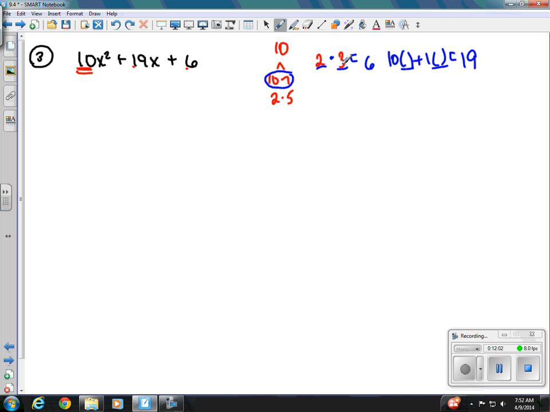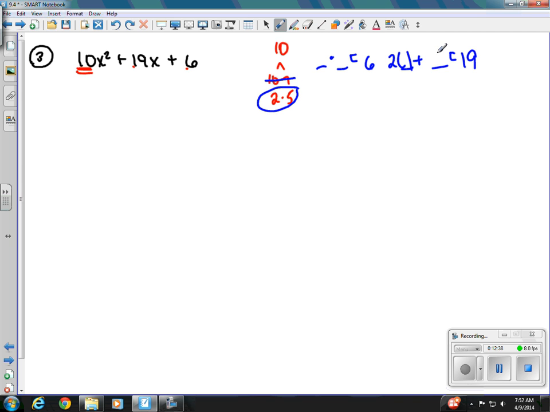Try 2 and 3. So 10 times 2 is 20. 1 times 3 is 3. So 20 plus 3 is going to give us 23. That's not going to work. If I change the order, 3 times 2, 10 times 3 is 30. Plus 1 times 2 is 2, so that's going to give us 32. So that didn't work. So since none of our combinations worked, I'm going to say 10 and 1 for my factors of 10 didn't work. And we're going to move on and try 2 and 5.